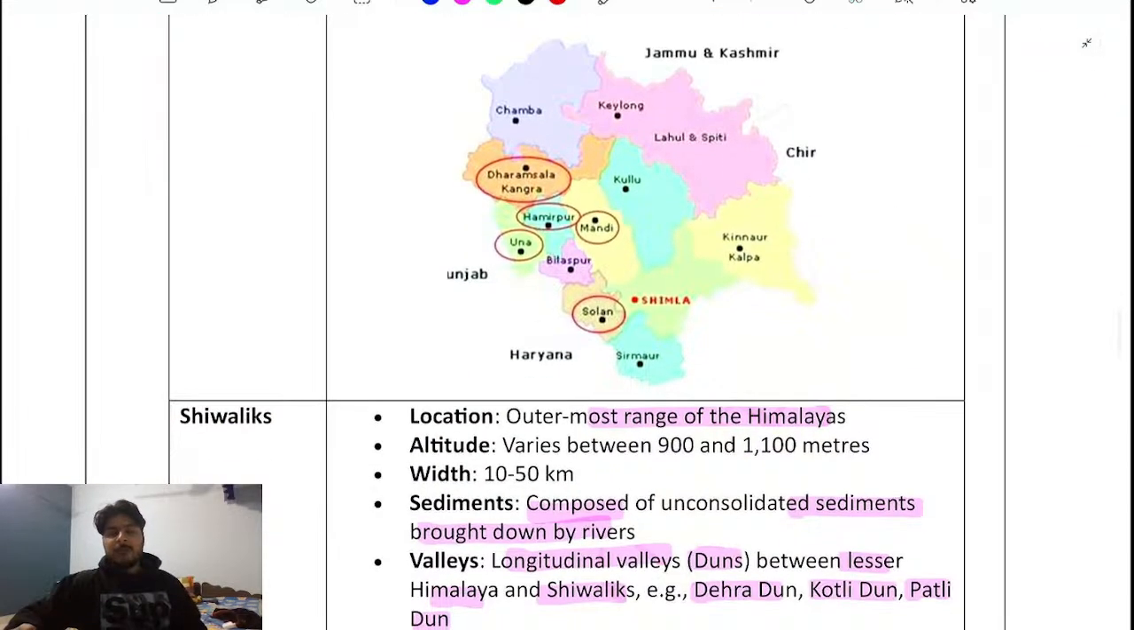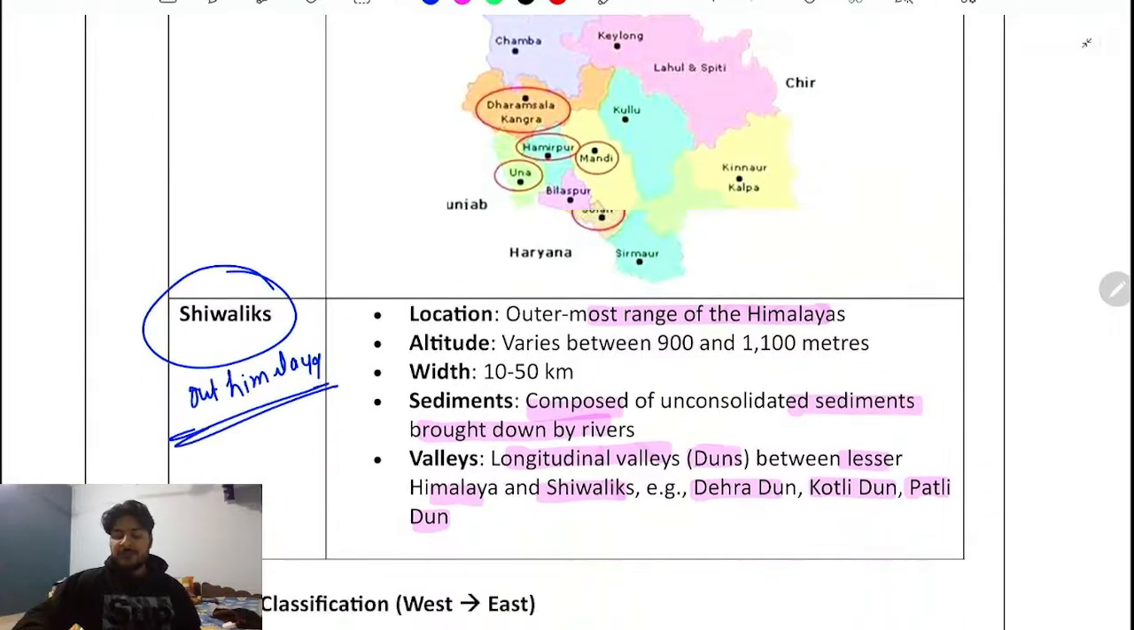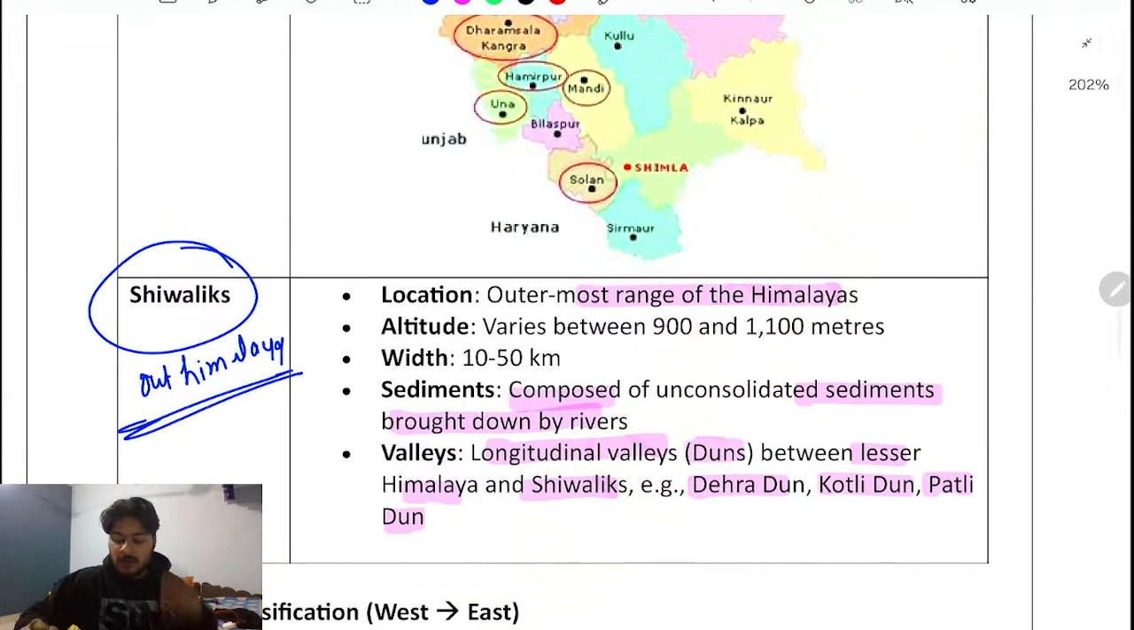Next comes the outer Himalaya, or you may call it the Shivalik. So the overall location of this outer Himalaya will be mostly out of the range of the Himalaya, where the land is about to begin. You will find sediments here. That is the good beauty of the Shivalik.